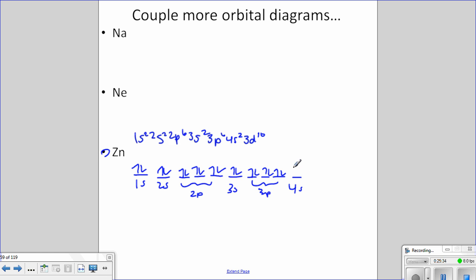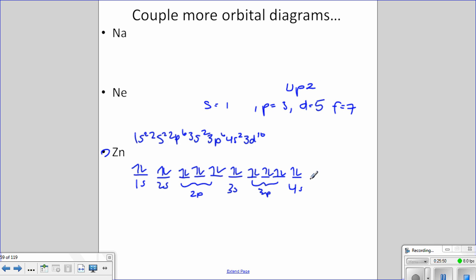And then 3d, we're going to need 5 spaces. So S's always have 1 orbital. P's always have 3 orbitals. D's always have 5 orbitals. F's always have 7 orbitals. It goes up by 2 each time.